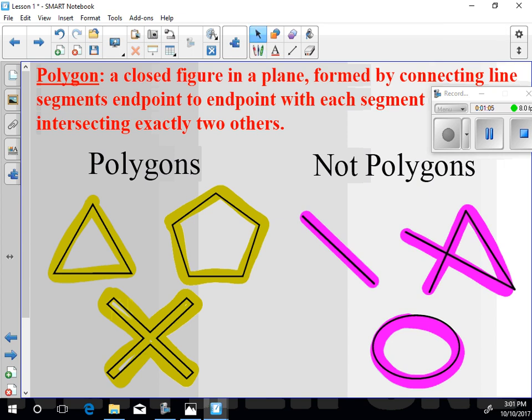Of course, there's the definition of a polygon: a closed figure in a plane formed by connecting line segments to each other.